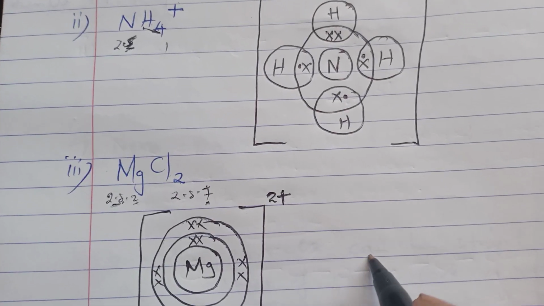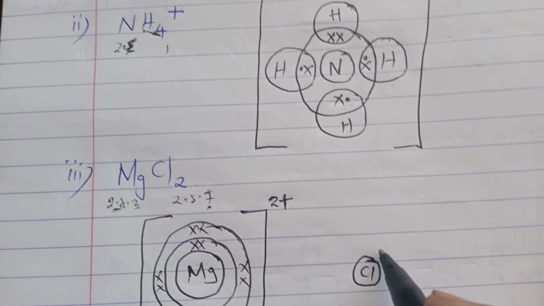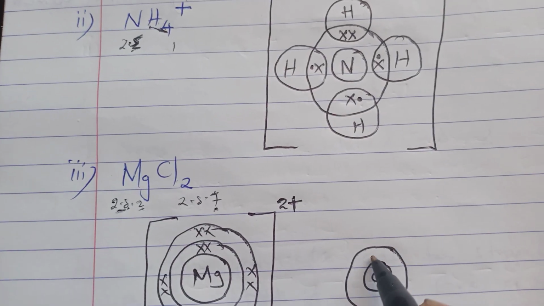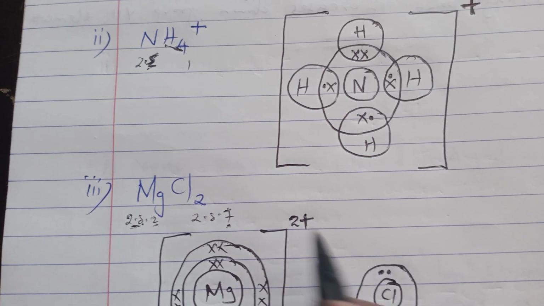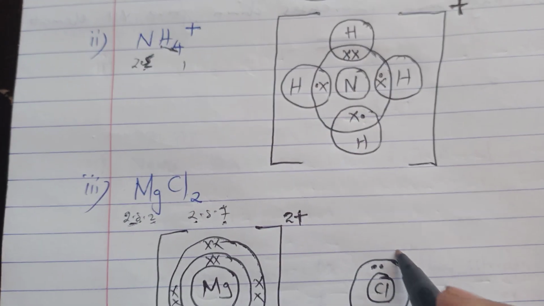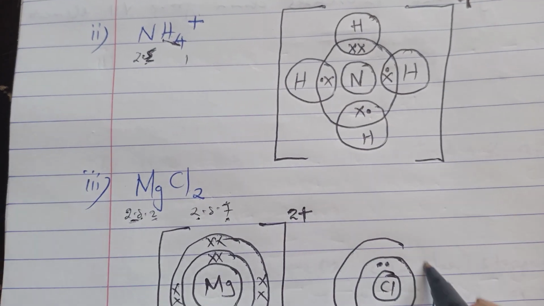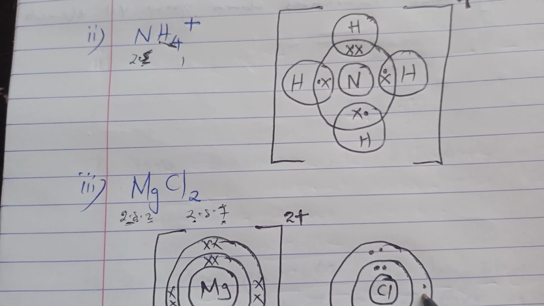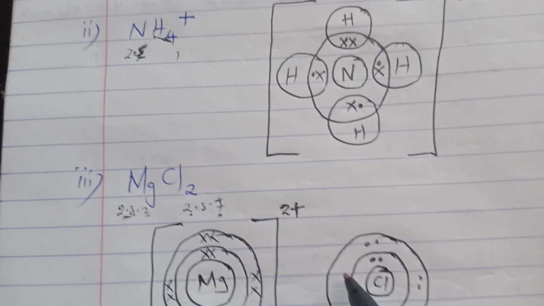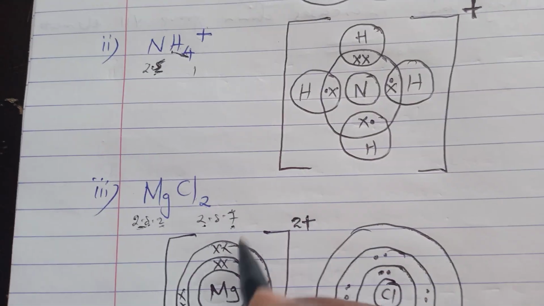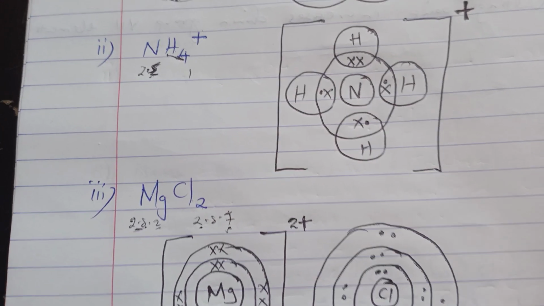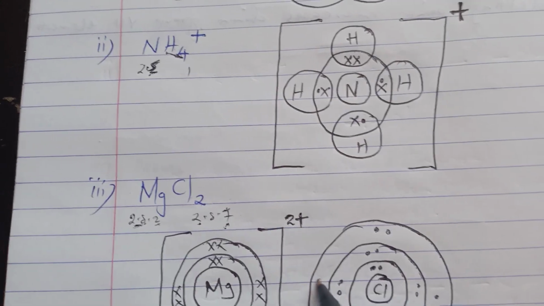And then now I come and draw what? Chlorine this side. The first energy level for chlorine has 2 electrons. You can see I'm using dots because these are 2 different elements. The first has 2. The second energy level has 8. 1, 2, 3, 4, 5, 6, 7, 8. And then the third energy level has 7. 1, 2, 3, 4, 5, 6, 7.